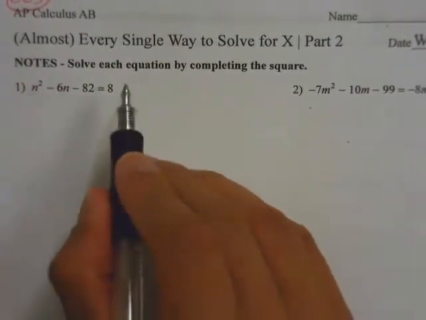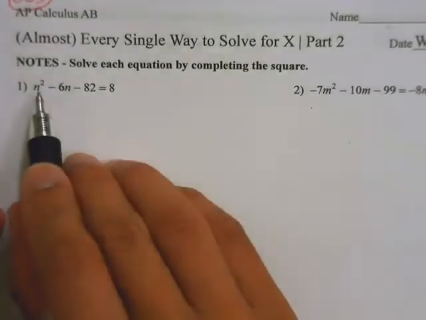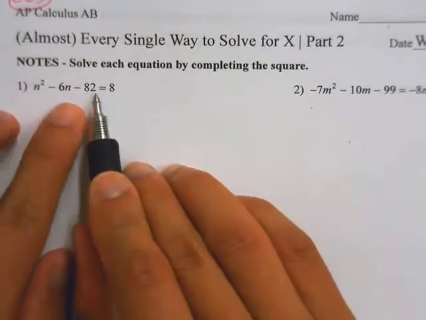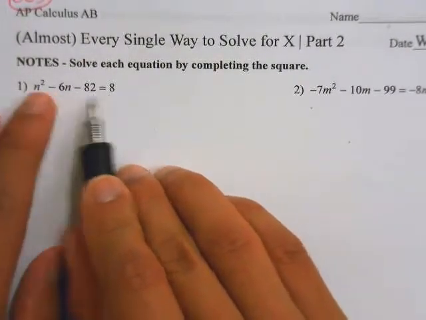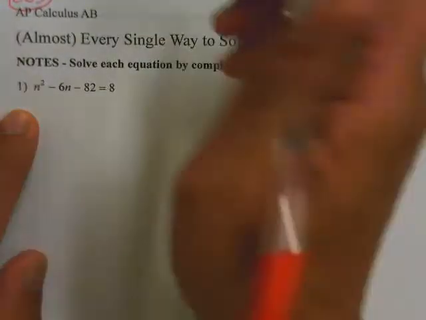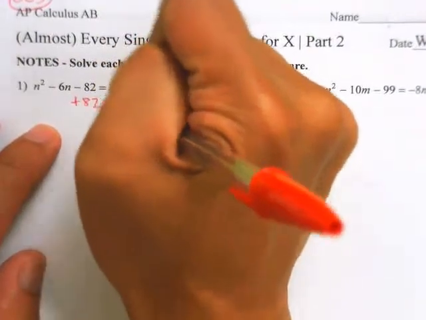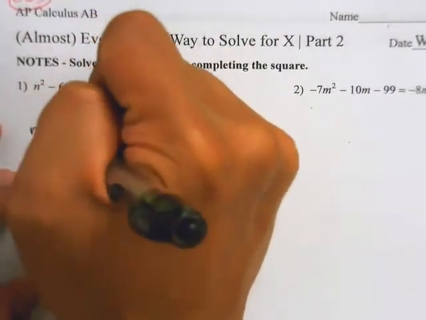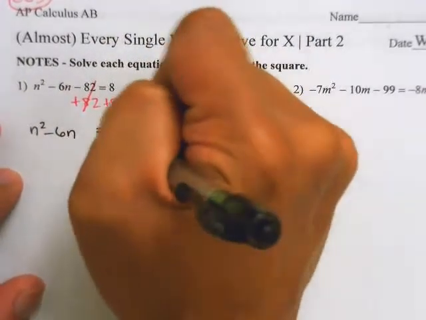Well, we have a quadratic function, a parabolic function: n squared minus 6n minus 82 is equal to 8. Here is one way to do it. I'm going to put all these constants, these numbers, on one side so I can deal with this a little bit later. So I'm going to add the 82 on both sides. n squared minus 6n is equal to 90.